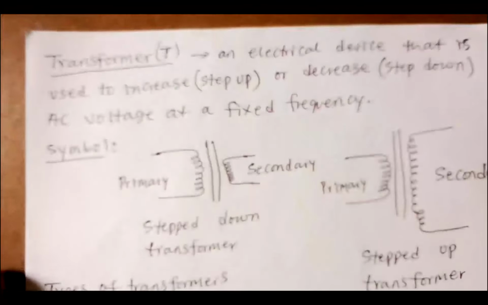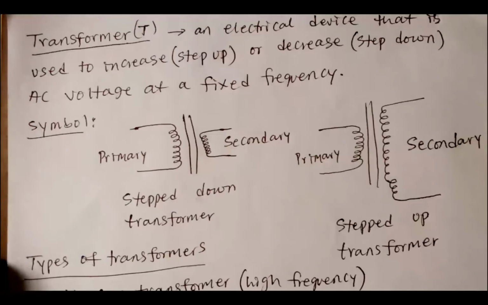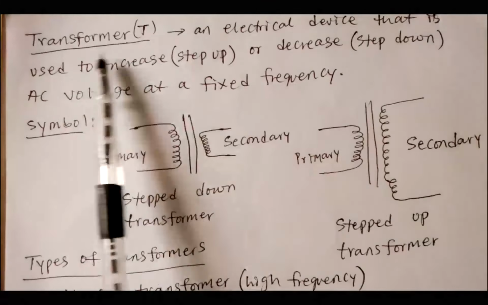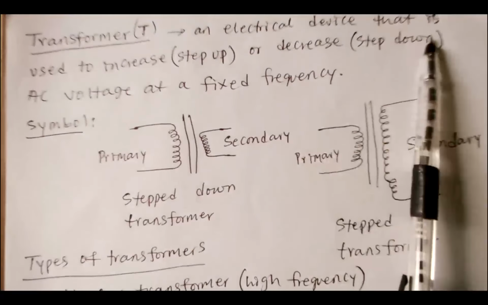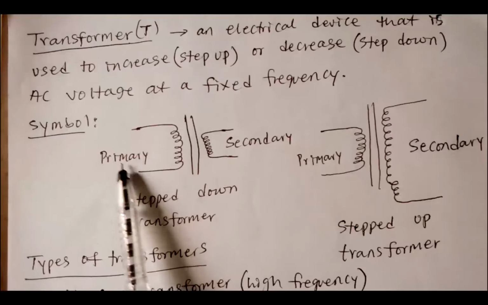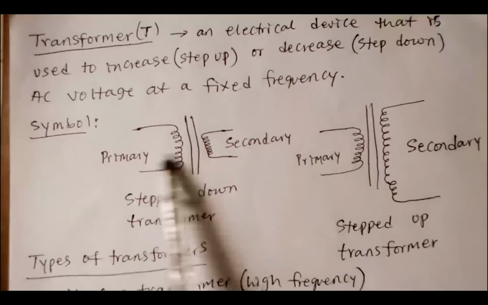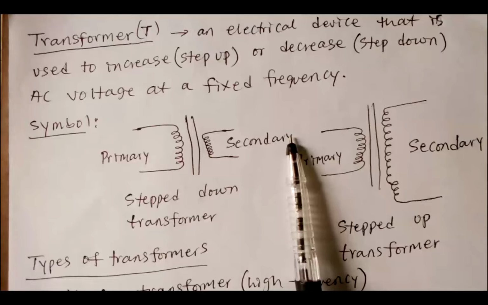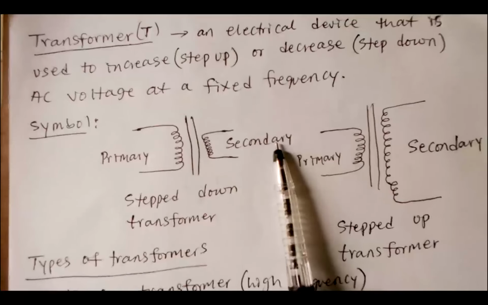So let's look at the transformer. What is a transformer? We have been seeing transformers. A transformer is an electrical device that is used to increase, step up, or decrease, step down, AC voltage at a fixed frequency. This is the primary. The primary is the input side where voltage is fed in, while the secondary is where voltage comes out.